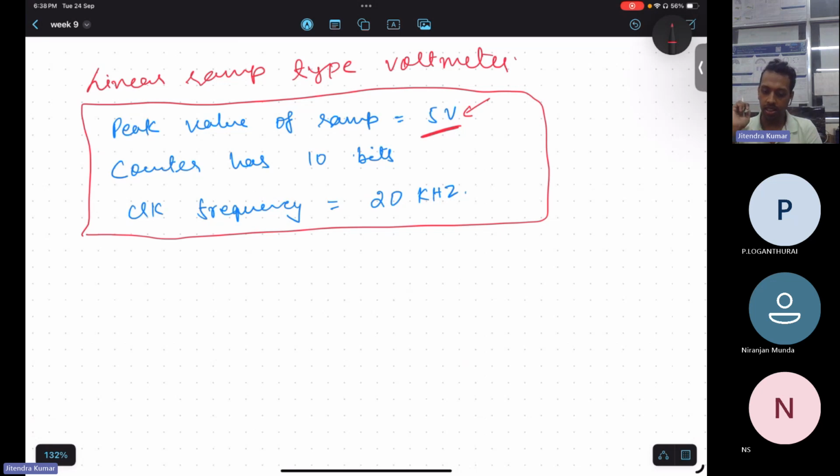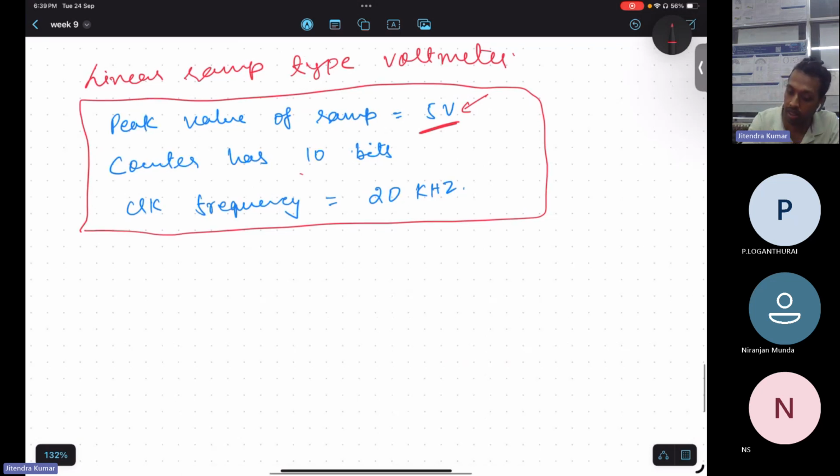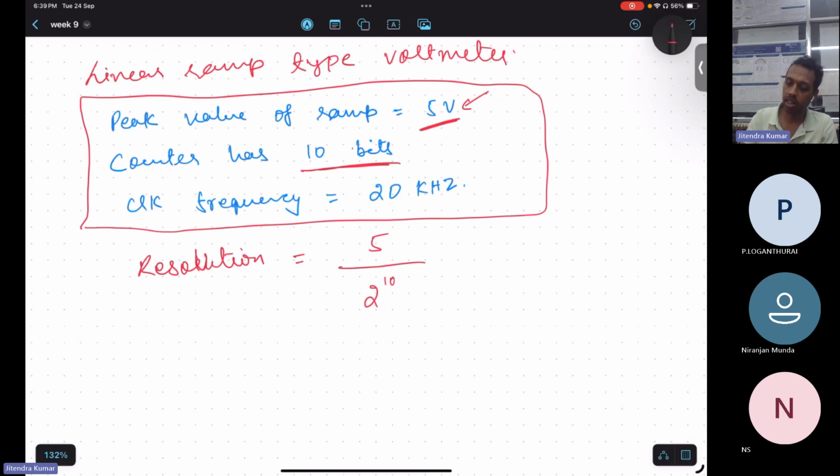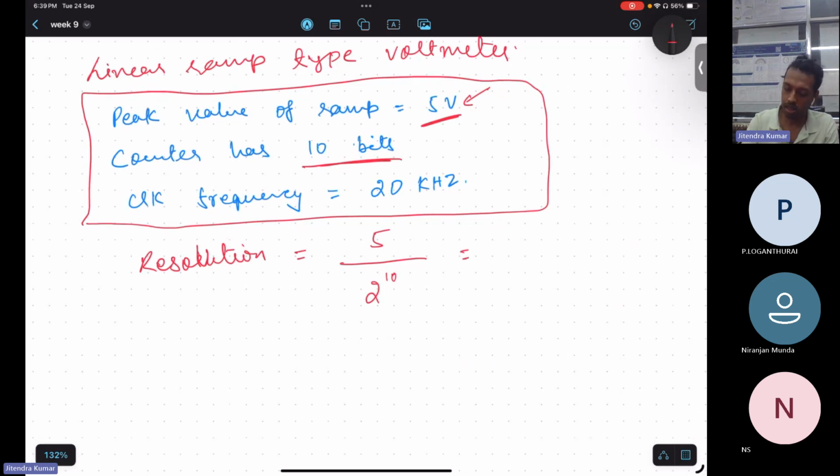See, it's very simple, because this counter will have some number of bits as input, and it will have an output. Since this counter has 10 bits, there is a direct formula: resolution is nothing but the peak value divided by 2 raised to power number of bits, that is 2 raised to power 10. Since it has 10 bits, it will have some value.